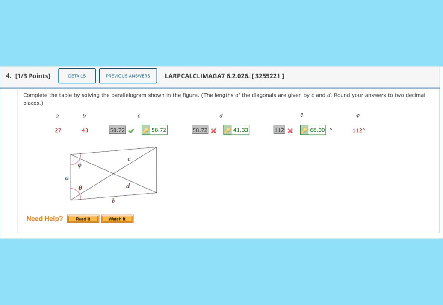All right, this was one of the questions. So this is your parallelogram one. It says in the directions, complete the table by solving the parallelogram shown in the figure. And then in parentheses, and this was important because it was confusing for the placement of C and D, it said the lengths of the diagonals are given by C and D. Round your answers to two decimal places.